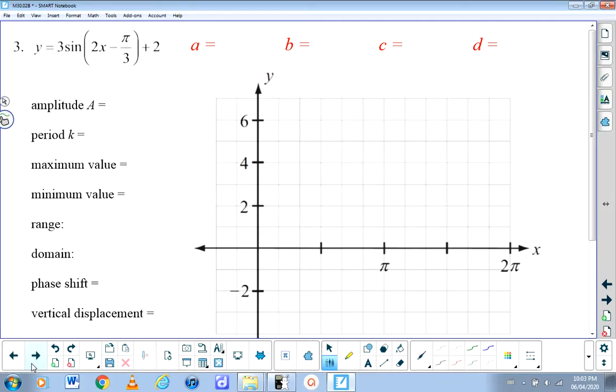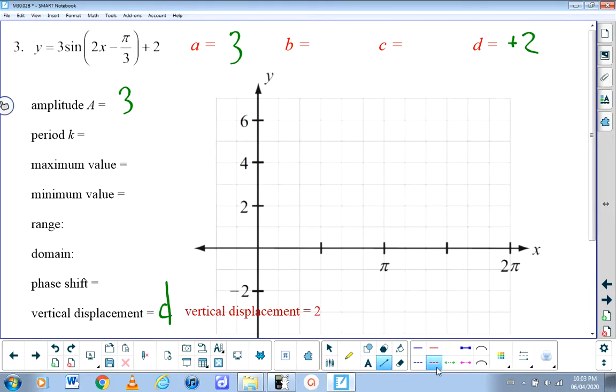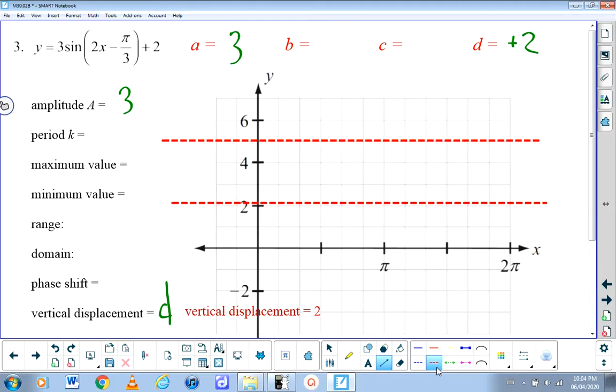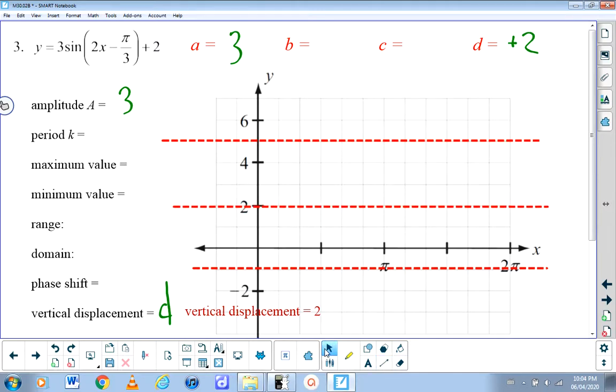All right, the value of A is clearly 3, and I can just jump right ahead and say the amplitude is 3. The value of D is clearly 2, and that means the vertical displacement is 2. And by the way, before we even continue, that means that the middle of the graph will be at 2. And since the amplitude is 3, it will extend 3 above the middle and 3 below the middle. So by looking at A and D alone, you can determine the amplitude, the vertical displacement, the max, the min, the range. In fact, let's write this in.